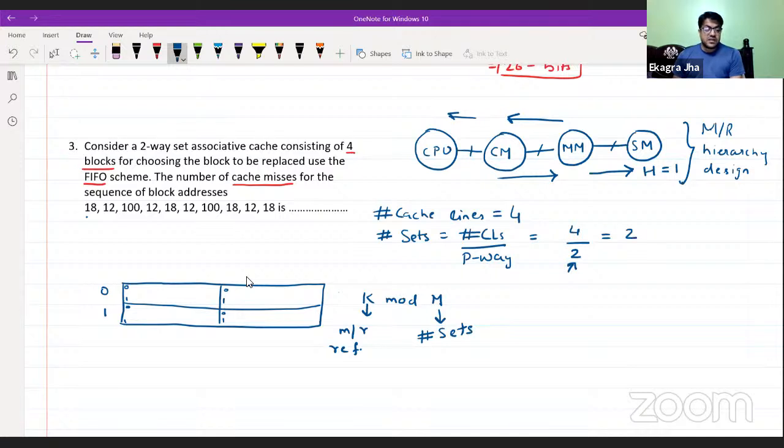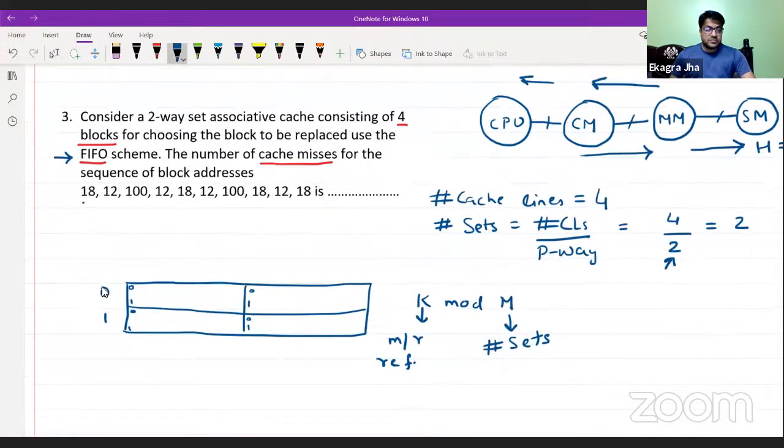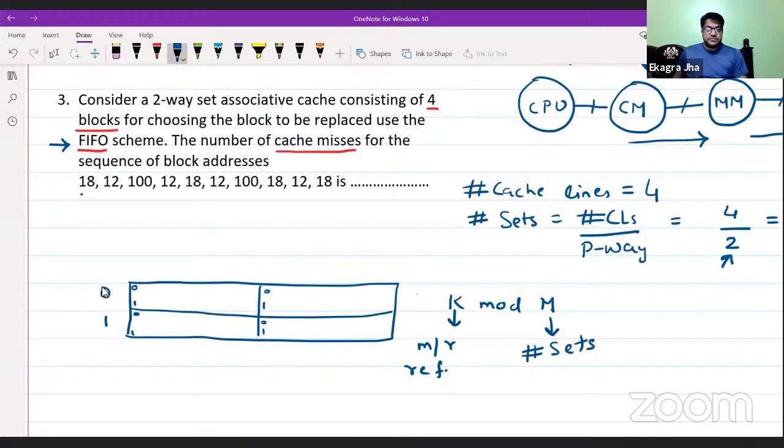And once the sets are full, you are going to replace a block with the new memory reference, and for that you have the FIFO algorithm or scheme here. Okay, so let me zoom in for you guys so that we can have a clear view.